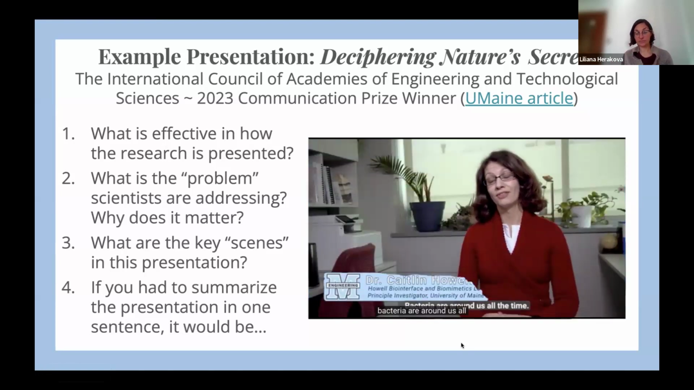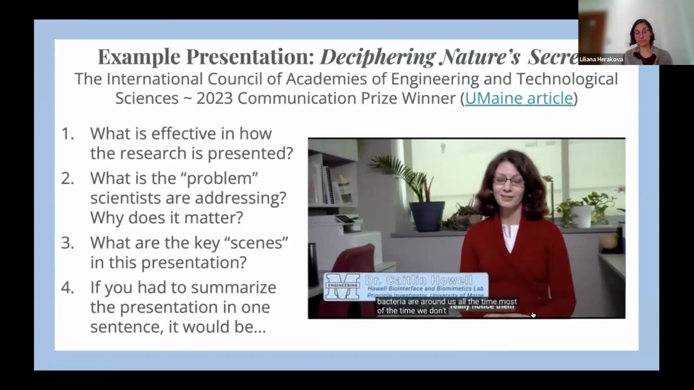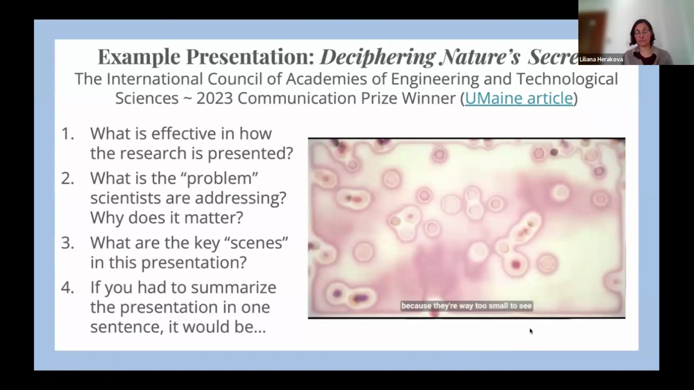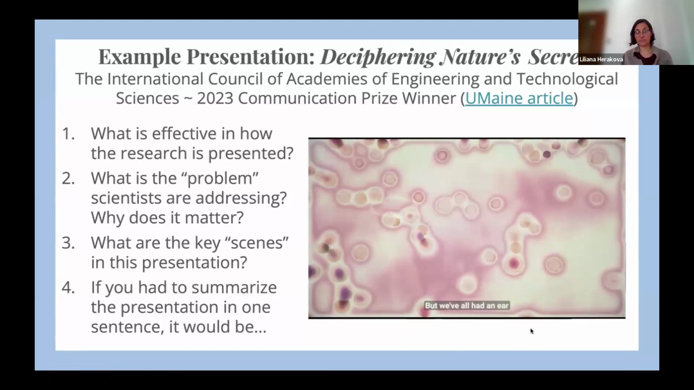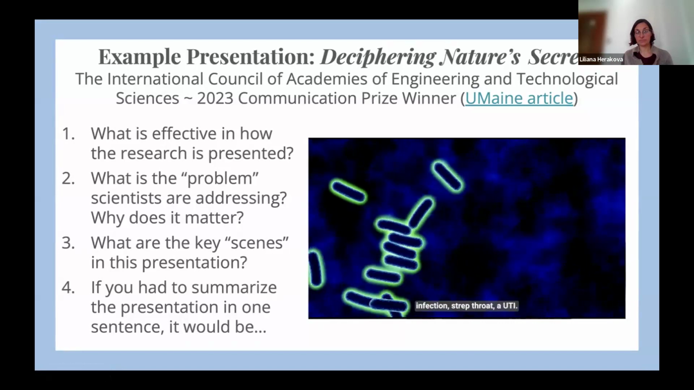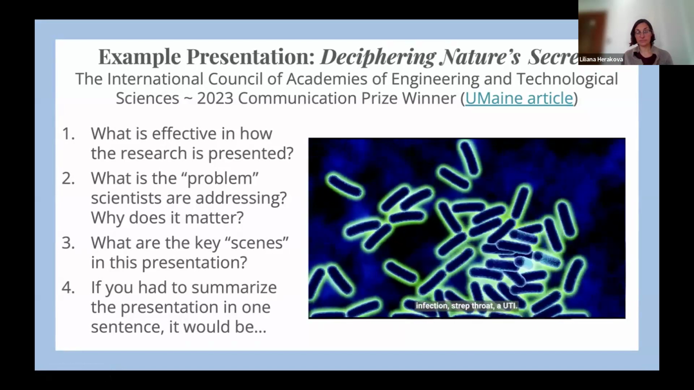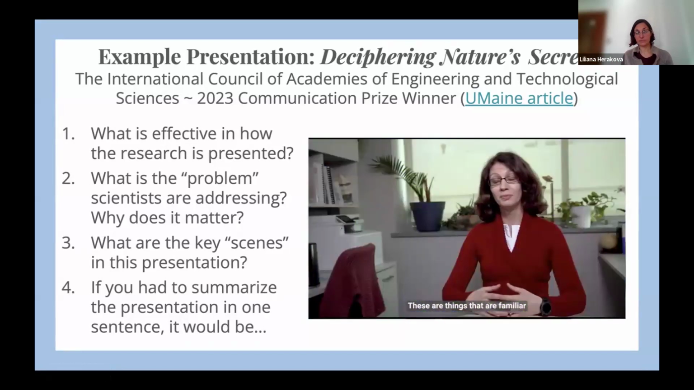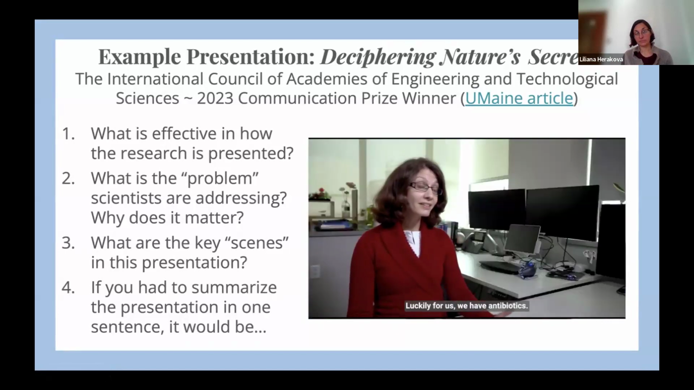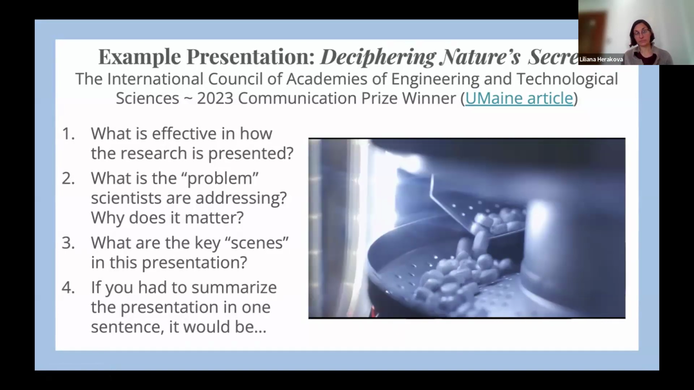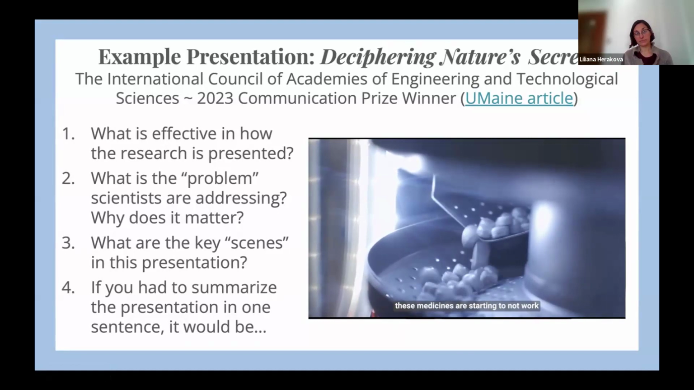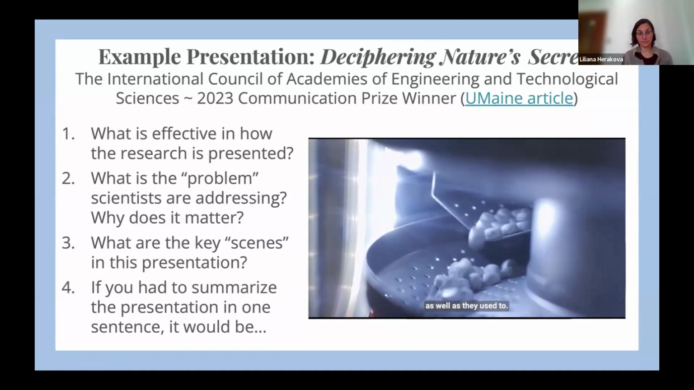Bacteria are around us all the time. Most of the time, we don't really notice them because they're way too small to see and they don't bother us. But we've all had an ear infection, strep throat, a UTI. These are things that are familiar across the world. Luckily for us, we have antibiotics. Unfortunately, these medicines are starting to not work as well as they used to.